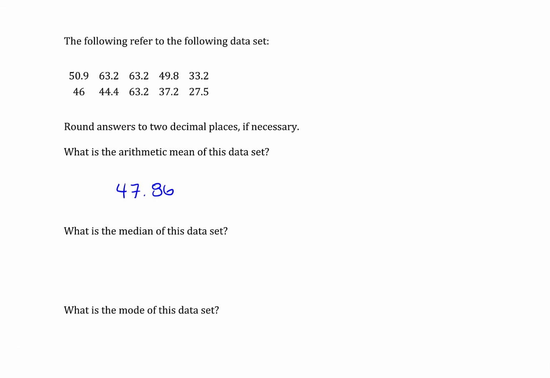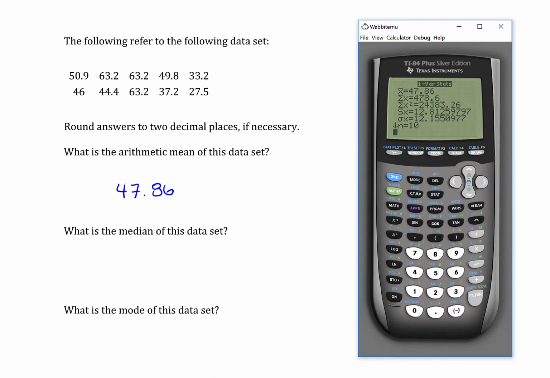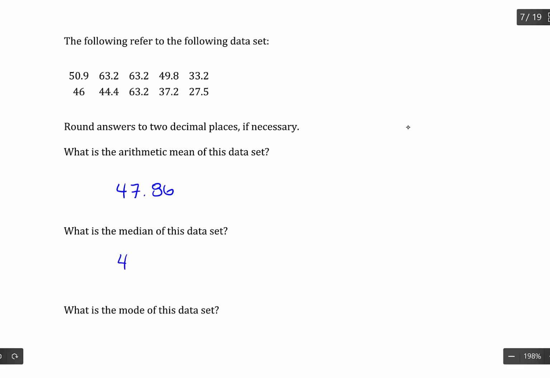Now, we don't have to do any additional work to get the median, because oneVarstats gives us the value of the median right away. You just have to scroll down to get to it. So it's down in the second page of output, and there we have 47.9 as the median.